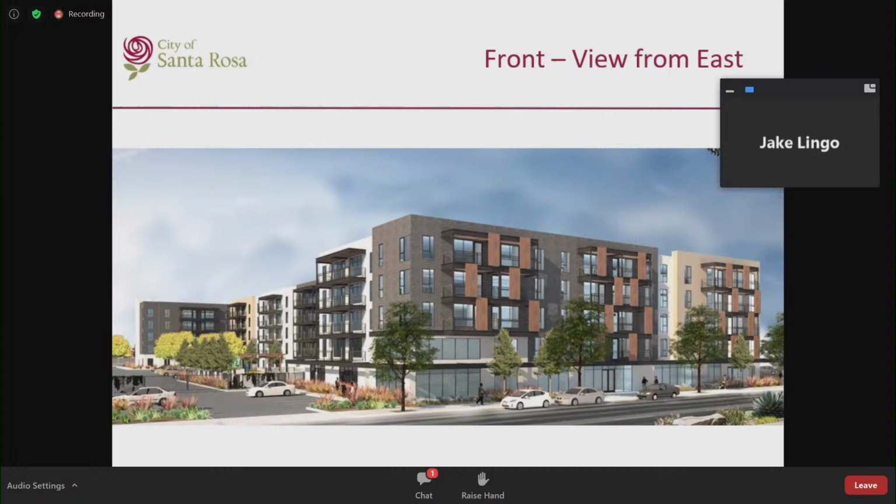Our goal was to create a destination/gateway to Santa Rosa. Obviously, this building being right up against Highway 101 is going to have a great presence for people arriving to the city from the south. And so I thought that was a great suggestion from the board. And I believe with the guidance of the DRB, we have achieved this goal.